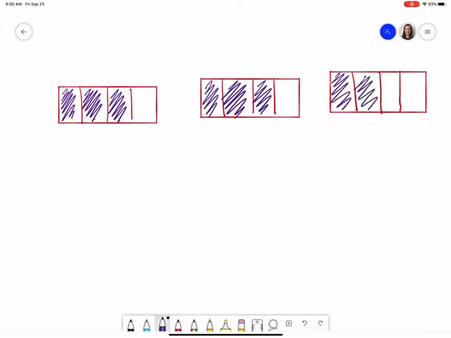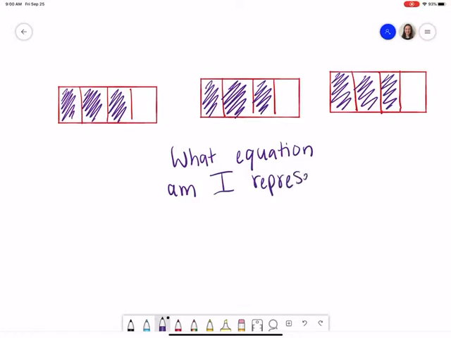First, what I want you to do is tell me what equation I'm representing with this model. So what equation am I representing? All right, take a moment, pause the video if you need to. Look at that and think through it.